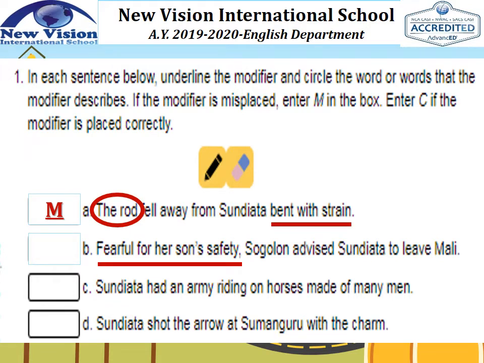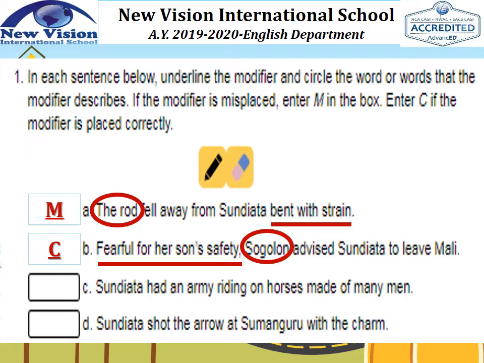And what is the word that it describes? Who is fearful? Great. It's Sogolon. So make a circle. Now, since it's correct, put letter C on the box. Very good, grade 7. Then, it's your turn to answer letter C and letter D.